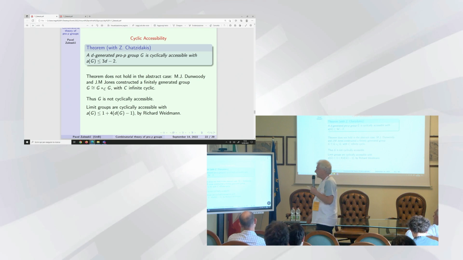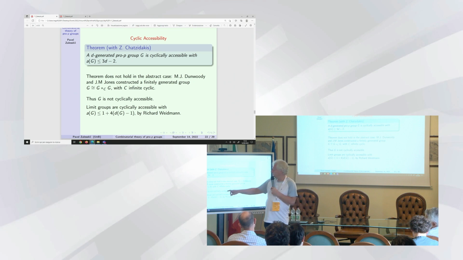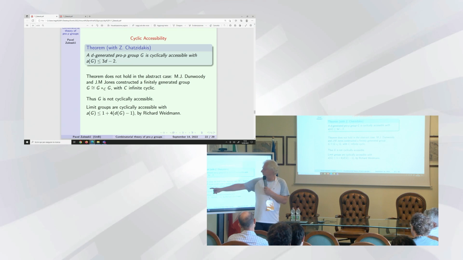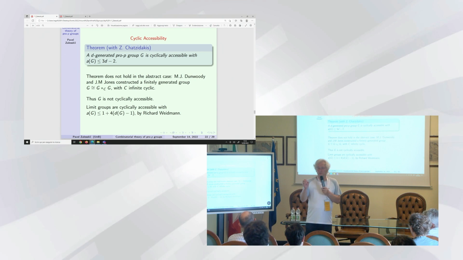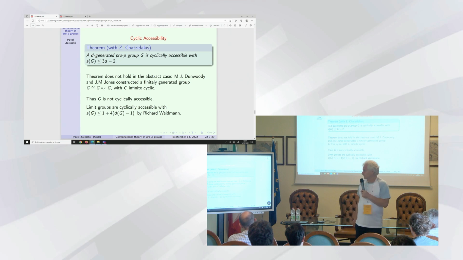Why? Because Dunwoody and Jones constructed an example of a group G that splits over a cyclic subgroup as itself: G is a free product with amalgamation of a cyclic group with G itself. Then, of course, it is inaccessible because every G we can split further, and so on. All right. This is an important example, right?